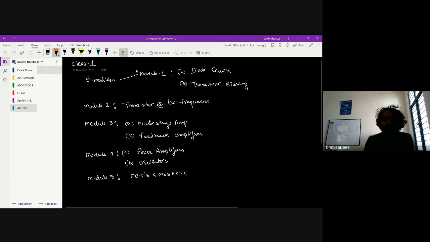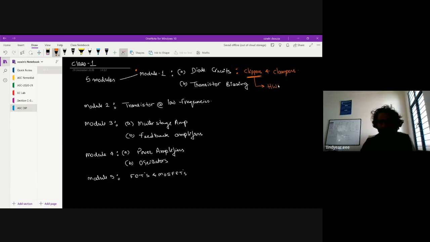Module 1, if you look at it, the first part is what? Diode circuits. In diode circuits, we will be talking about clippers and clampers. Specifically for clippers and clampers, I don't think you have studied them in diploma. But these clipper circuits are somewhat similar to your HWR, the half wave rectifier circuit. So you can understand clippers provided you understand the half wave rectifier circuit. Clampers is a new circuit.